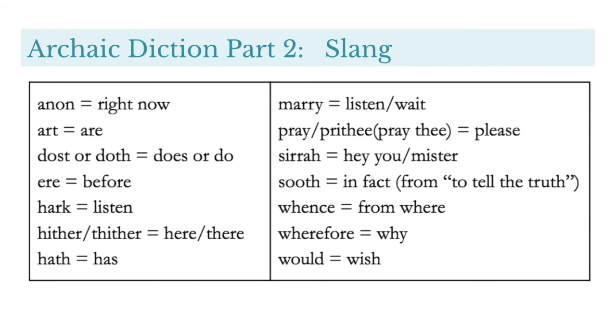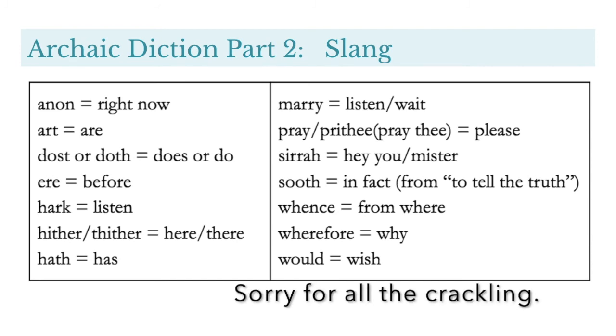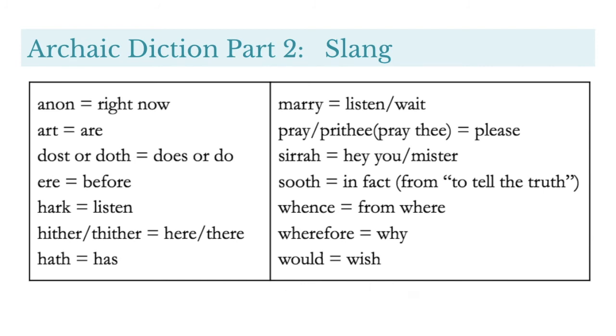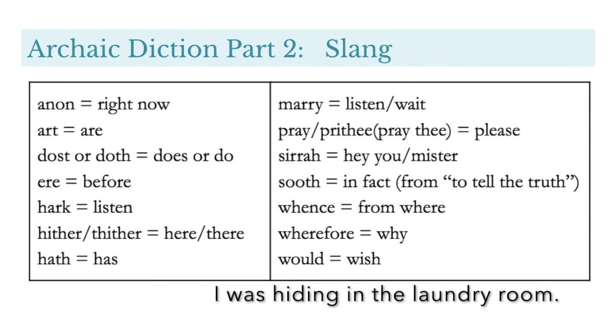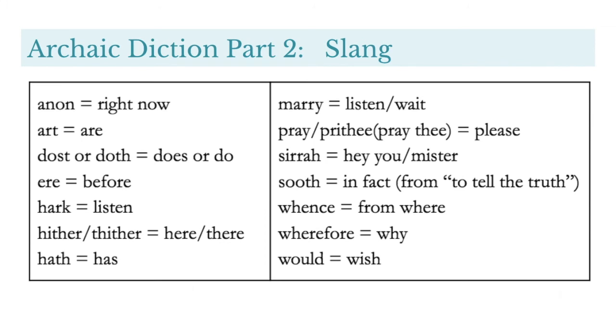Ere means before. So if you say, I will be there ere long, it means you'll be there before long. Hark means listen. Hither and thither, those are fairly common. They represent here and there. Hath means has.